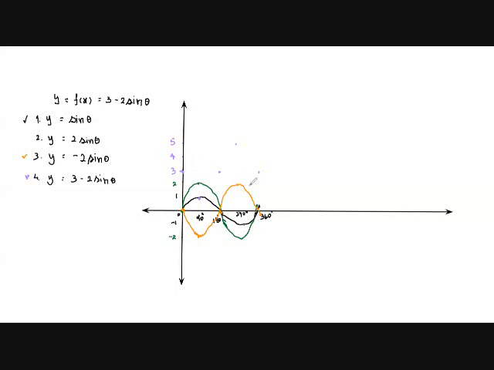Now we can plot the graph. So from this one, up here, and this one is going to be plotted here. Okay, assume this one is right here.